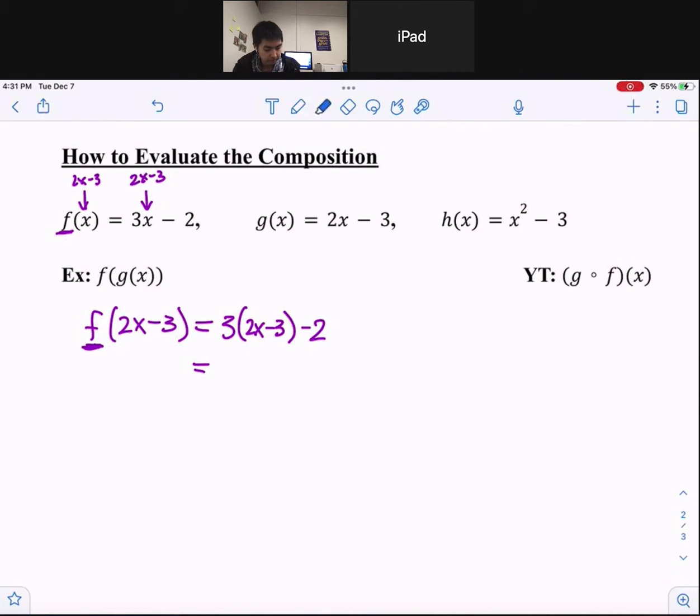Distribute. 3 times 2x is 6x. 3 times negative 3 is minus 9, minus 2. Simplify: 6x minus 11.